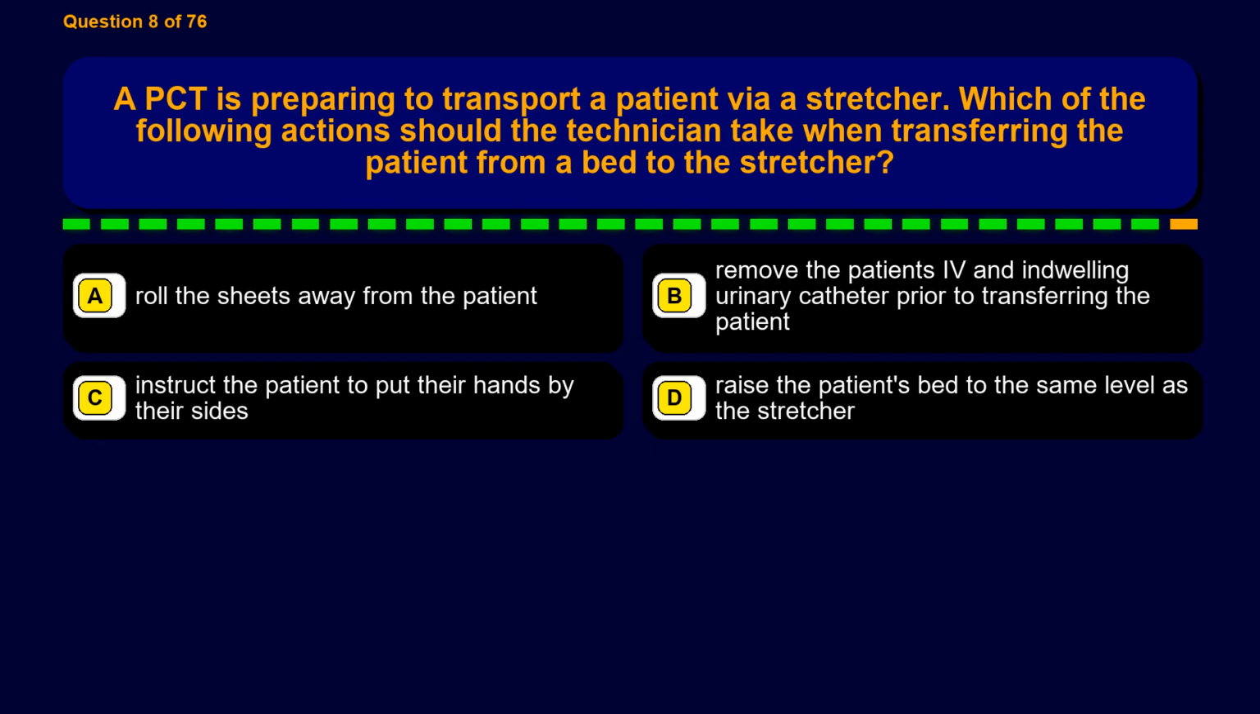Question 8. A PCT is preparing to transport a patient via a stretcher. Which of the following actions should the technician take when transferring the patient from a bed to the stretcher? Option A. Roll the sheets away from the patient. Option B. Remove the patient's Foley indwelling urinary catheter prior to transferring the patient. Option C. Instruct the patient to put their hands by their sides. Option D. Raise the patient's bed to the same level as the stretcher.